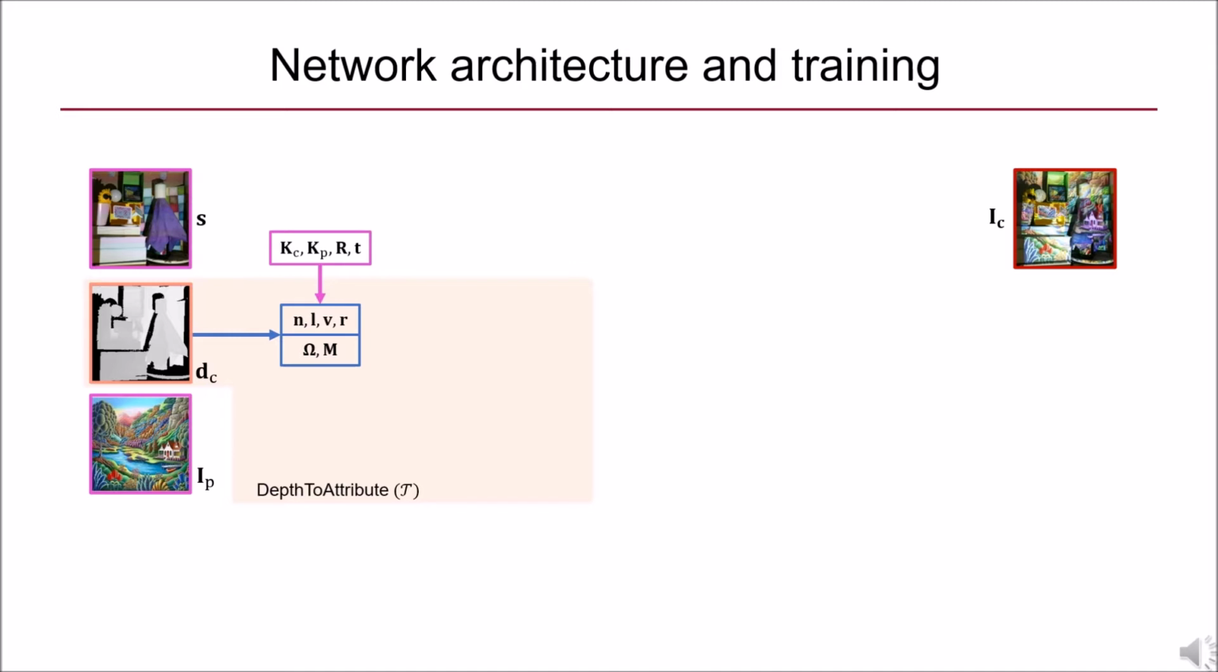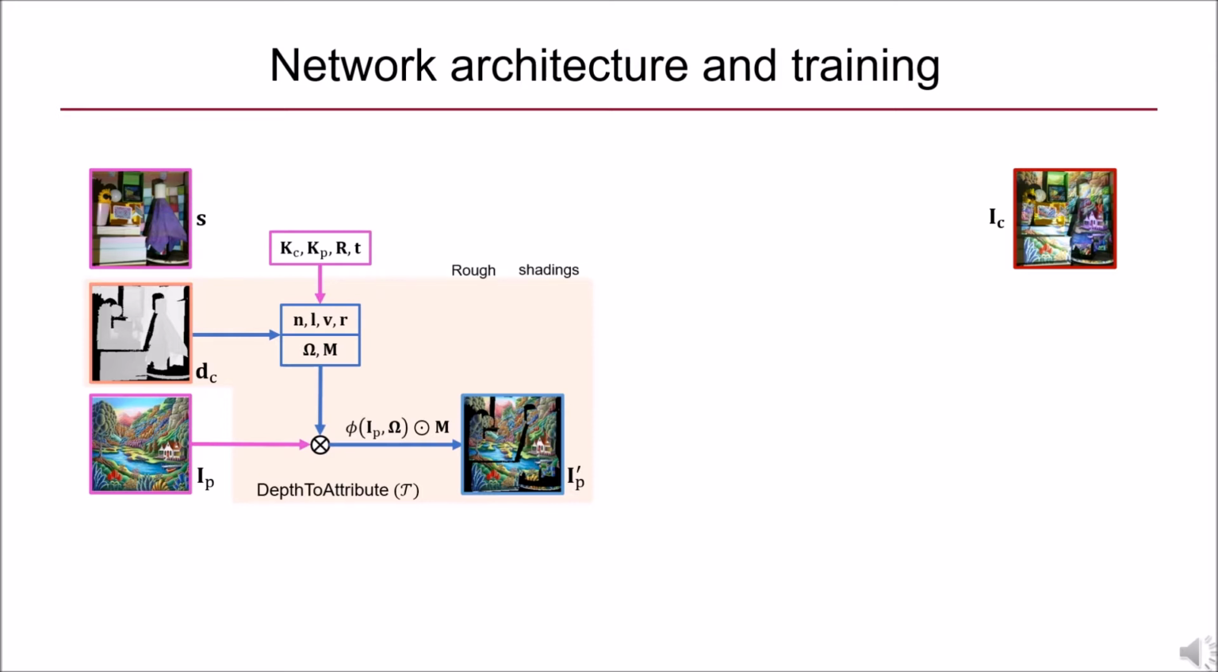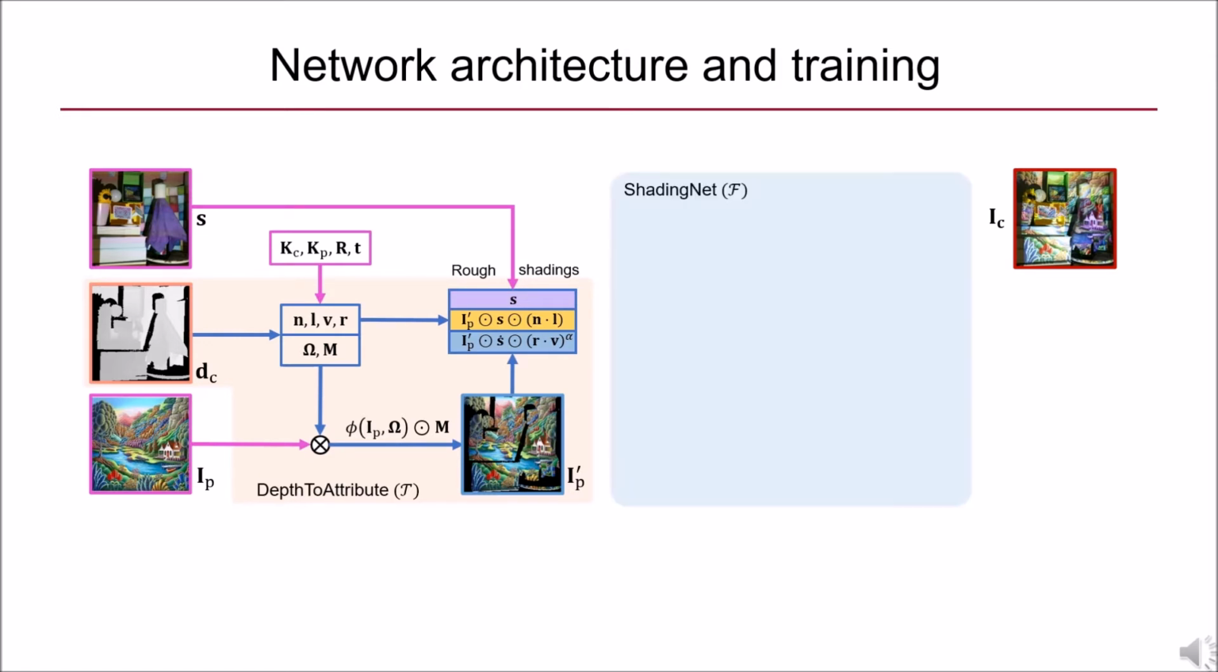Then, we warp the projector input image IP to the camera view using warping grid omega, and mask it with the projector direct light mask. Afterwards, we compute rough direct light shadings, such as rough ambient S, rough diffuse and specular, using the intermediate shading attributes. The next module is Shading Net for photorealistic rendering. Shading Net consists of three subnets.